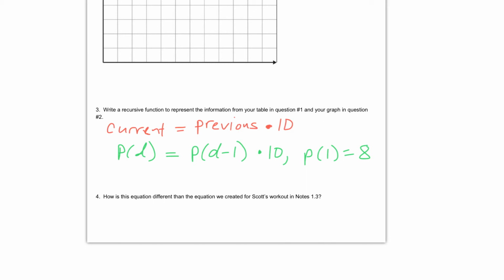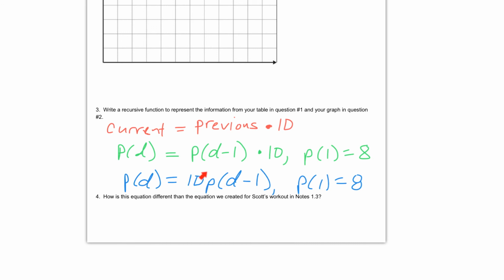Another way of writing our recursive formula, instead of having our times 10 at the end, you can multiply in either order, and you might see this multiplication come before instead of after. So one other way of looking at this is we could have P of D equal 10 times P of D minus 1, where again P of 1 is equal to 8. So I just want you to get used to seeing it in both ways, one where the 10 is multiplied after, and one where the 10 is multiplied before.